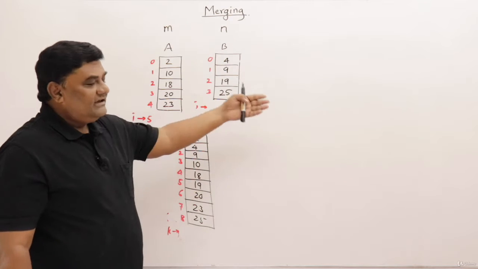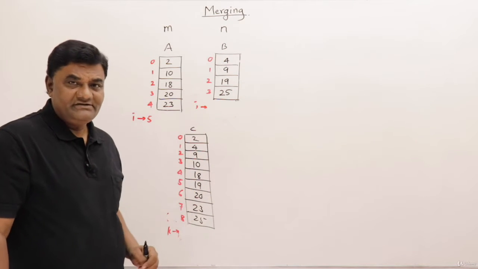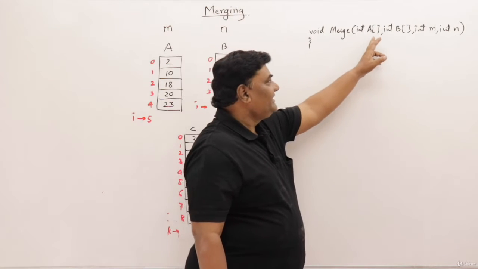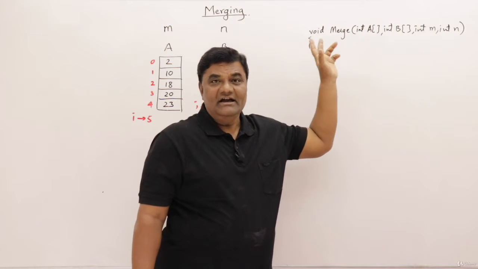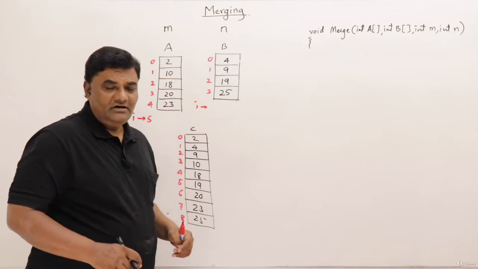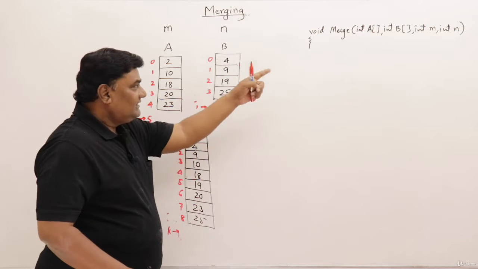So let me write down the algorithm or the function for merging two lists. So let me write down the code here. The merge function is taking two arrays and the size of the first array and the size of the second array, m and n. Array C, assume that it's global, or else when we write the program we will decide where to keep it. Now let us start the process.